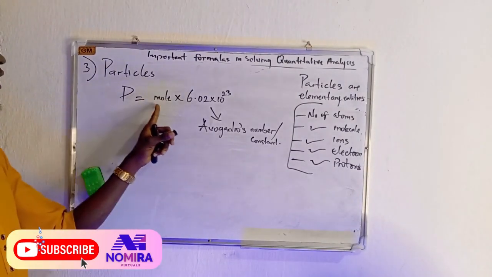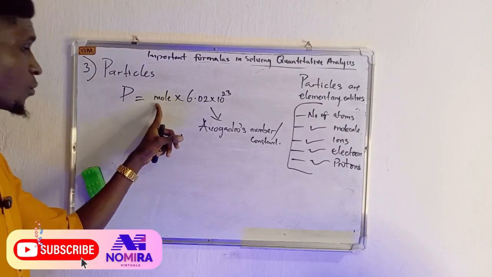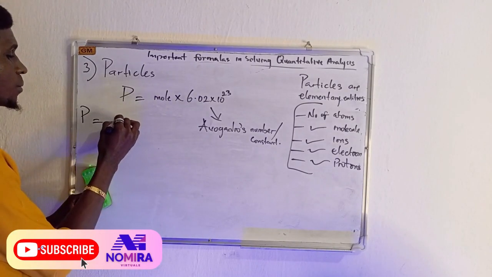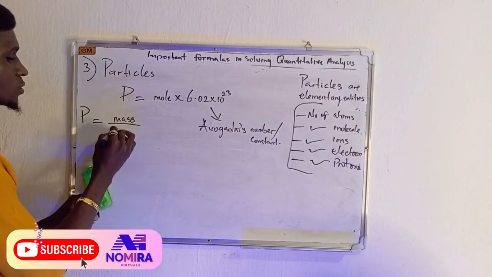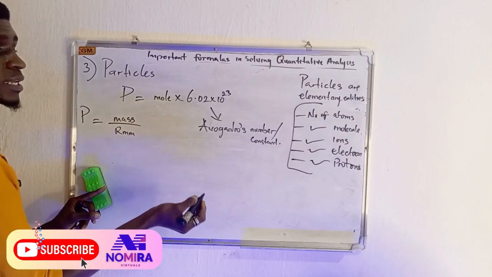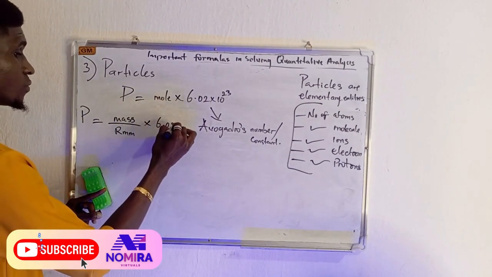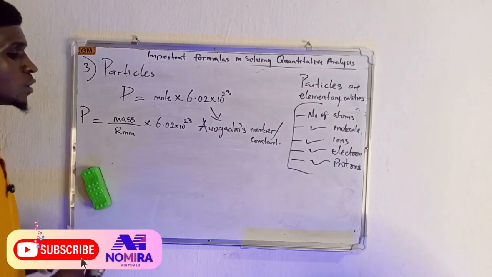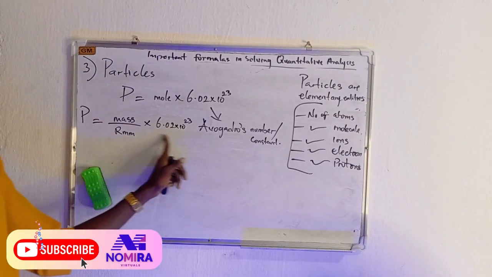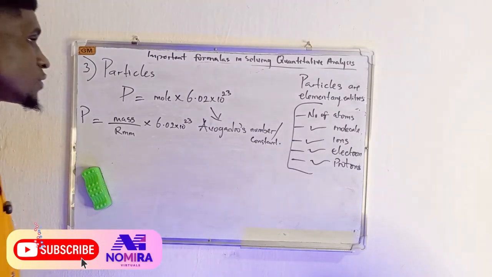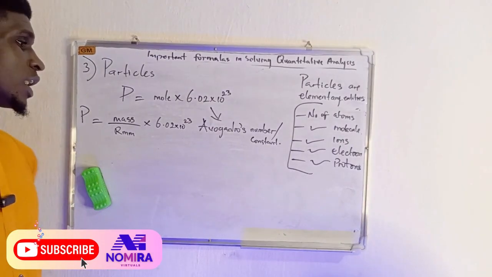In situations where you need to find what number of mole is, remember that number of mole is equal to what? Mass over what? Molar mass, right? Then you now need to put this one to complete the formula. Alright, you need to memorize this figure. These are the different formulas that we apply in solving questions involving quantitative analysis.